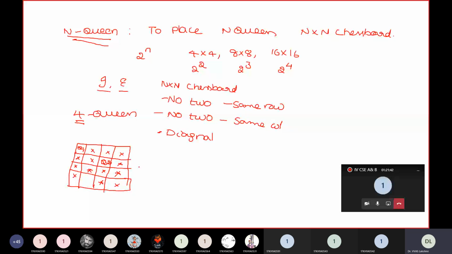That's why we backtrack one step and place the previous row's queen into the next column.